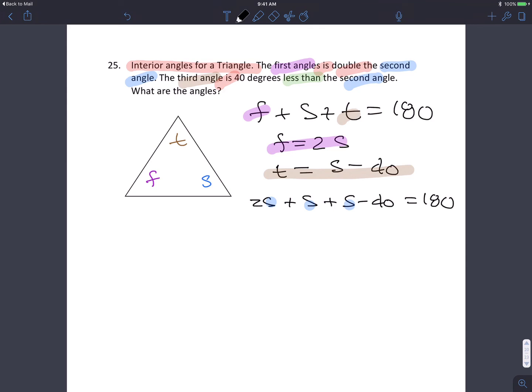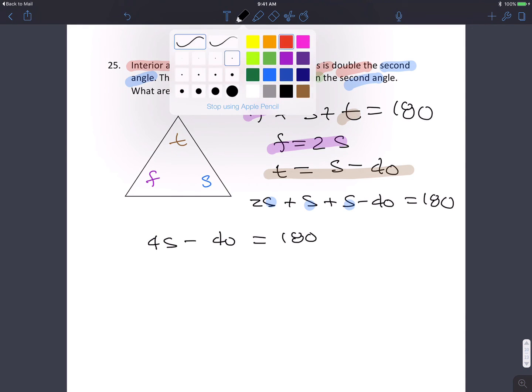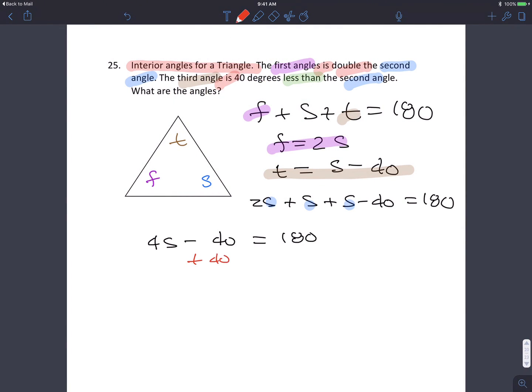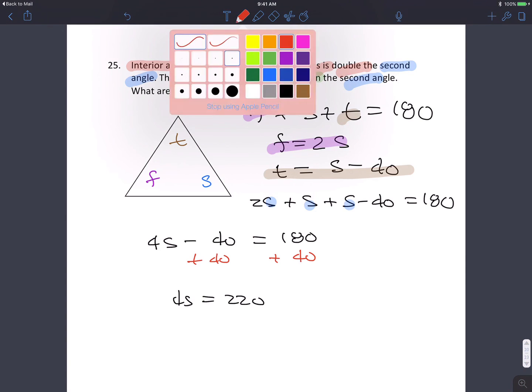Okay, 2S plus S plus S. So we get 4S here. Just trying to stay away from those sirens. 4S minus 40 is 180. And now we're going to add 40 to both sides. Okay. We end up with 4S is actually 220. Divide both sides now by 4.